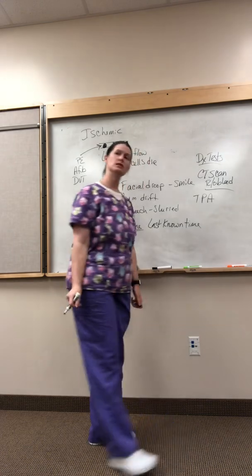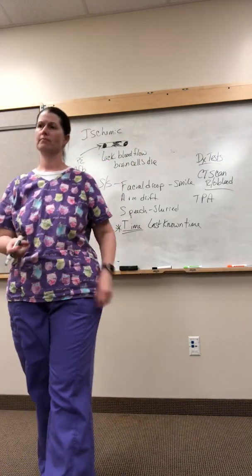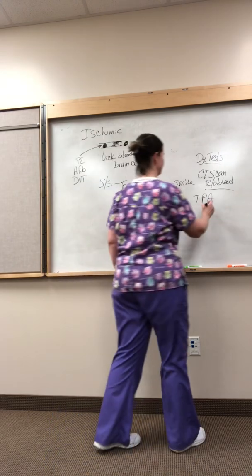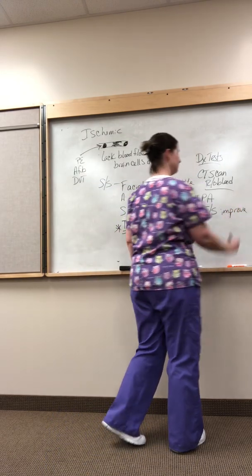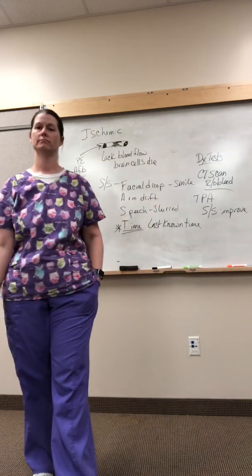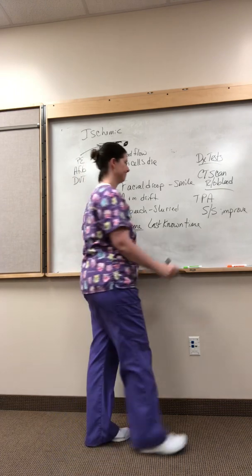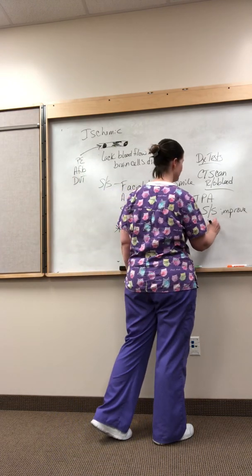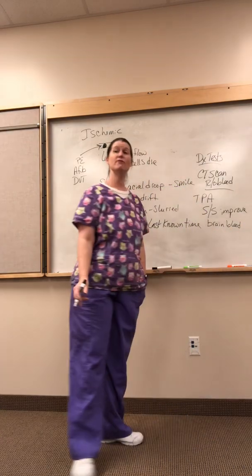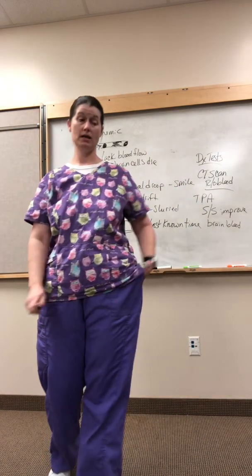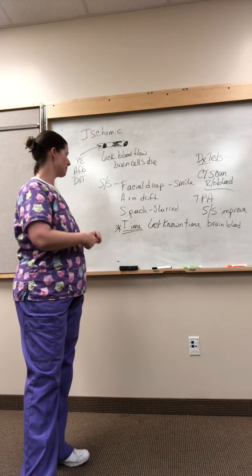How do we know if the TPA was effective? The symptoms go away. Signs and symptoms improve. What's the biggest risk? That they develop a brain bleed and they die. People with brain bleeds have a very high mortality rate. So, and I'll get to that when I talk about the hemorrhagic stroke.